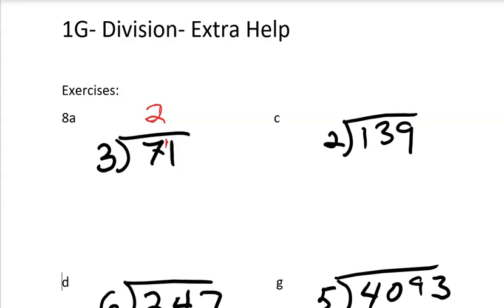The best we can do is 3 times 3 is 9, and the difference between 9 and 11 is 2, and that gives us a remainder of 2 out of 3. And that's how we write it. We write a little r, and next to it, our remainder.